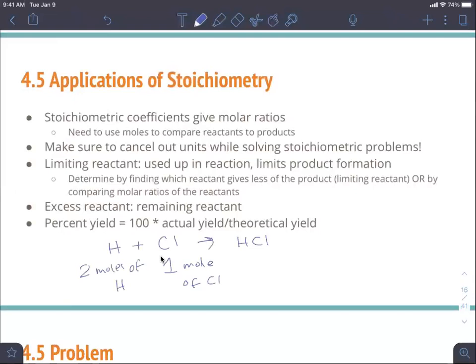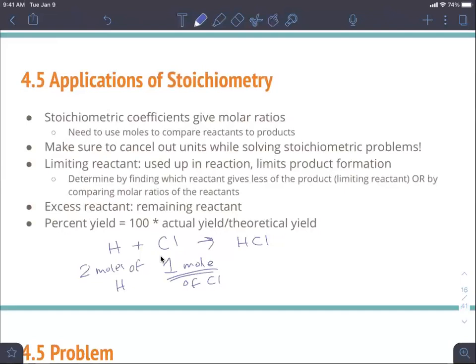Because this is a 1-to-1 molar ratio, you can see that the stoichiometric coefficients are just 1 for both of these. That means you need 1 mole of hydrogen to react with 1 mole of chlorine. So that makes chlorine the limiting reactant because you have less of it. There's only 1 mole of chlorine, and then hydrogen would be the excess reactant. So you have 1 mole of hydrogen left.